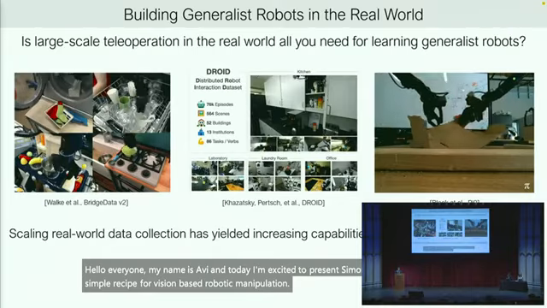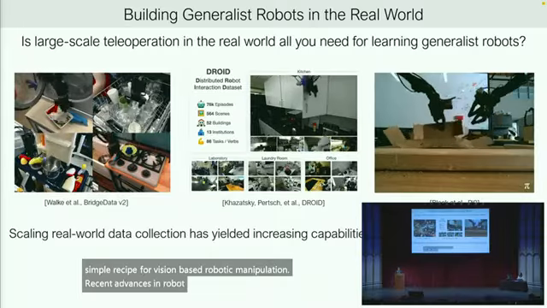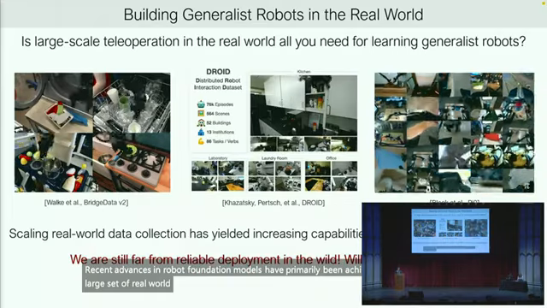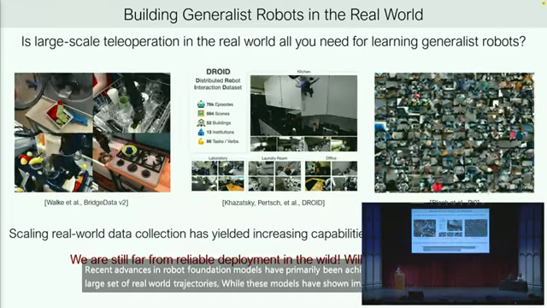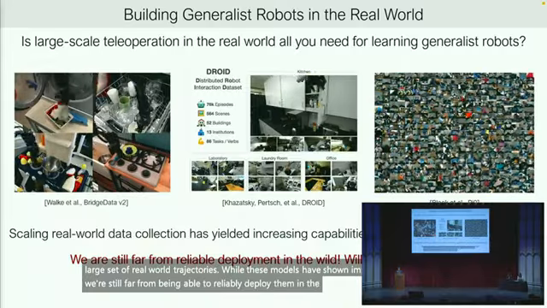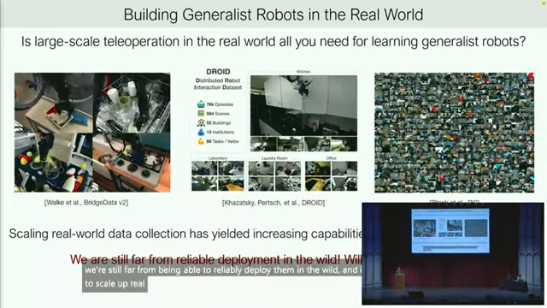Recent advances in robot foundation models have primarily been achieved by training on a large set of real-world trajectories. While these models have shown impressive capabilities, we're still far from being able to reliably deploy them in the wild, and it is unclear if continuing to scale up real-world data will get us there.